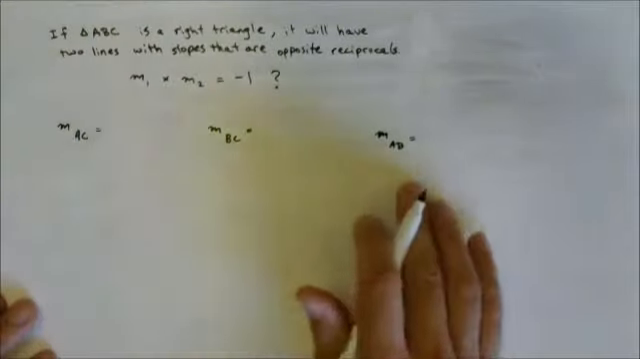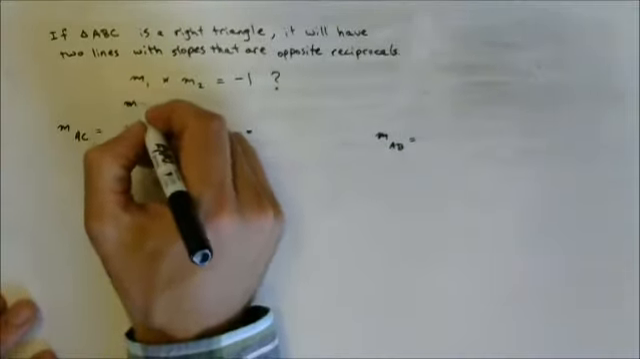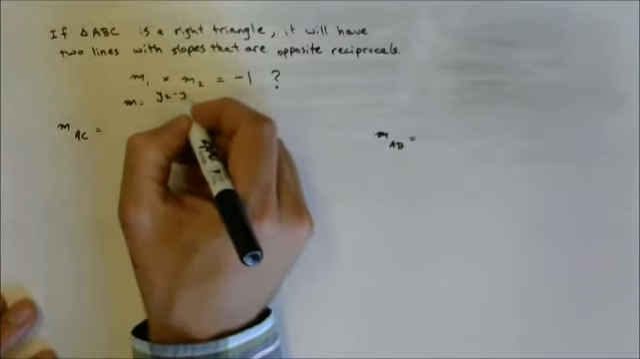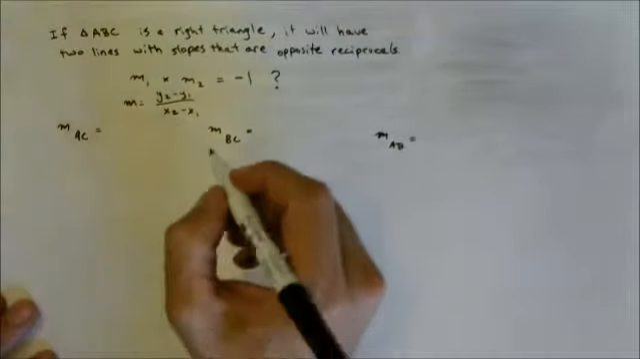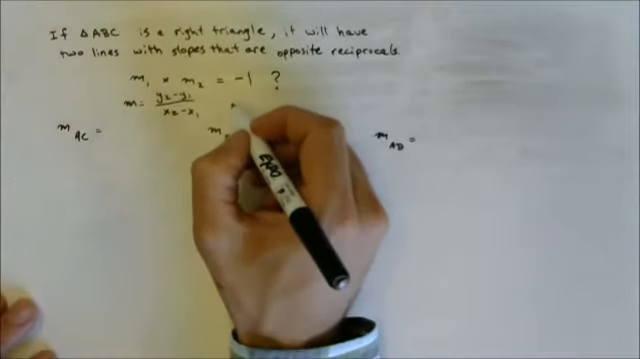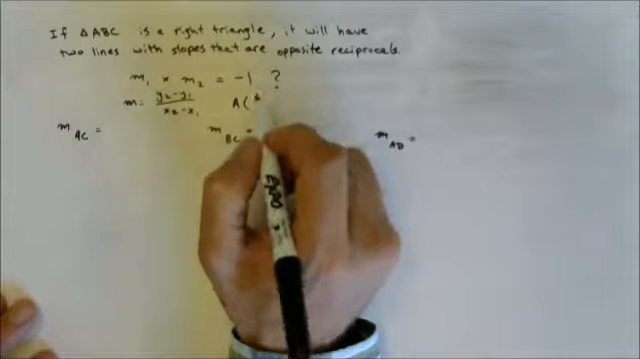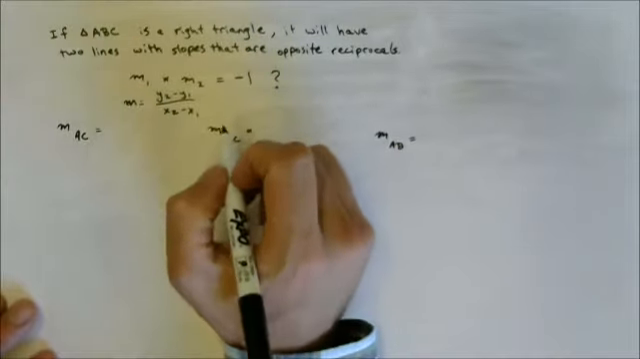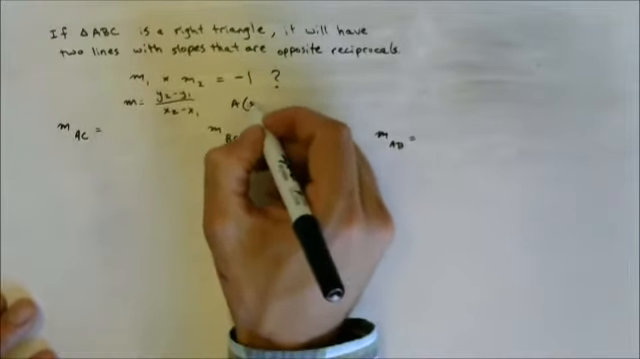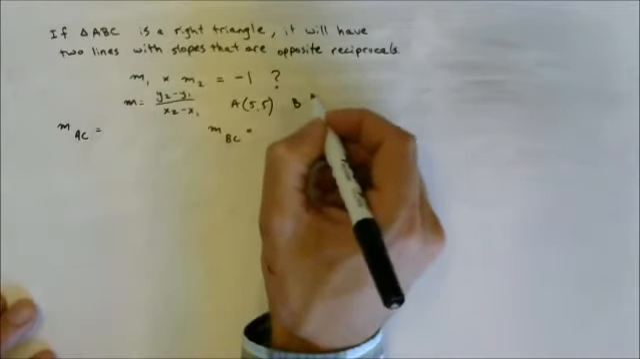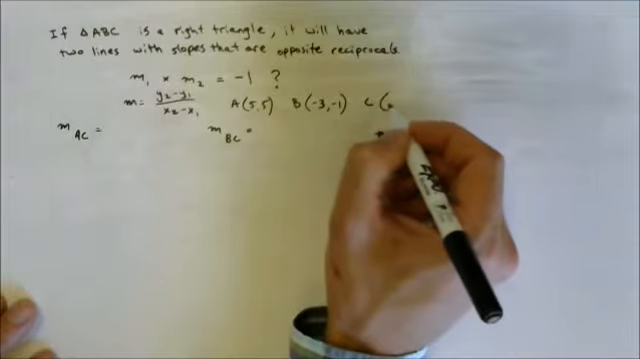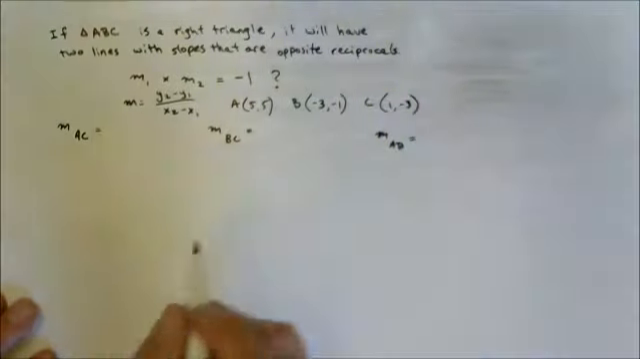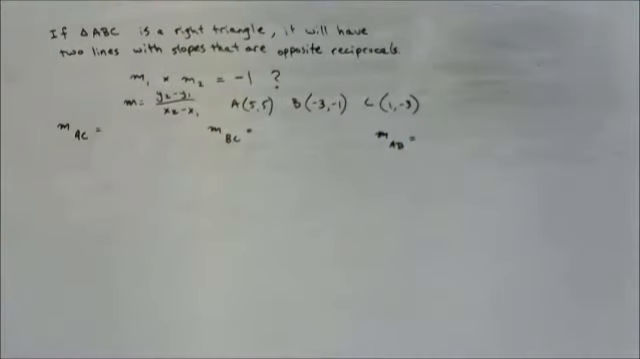Since I'm going to do this 3 times in a row, I'll put my slope formula at the top: y2 minus y1 over x2 minus x1. And if I really need to organize, I'll note from the problem that A is (5, 5), B is (-3, -1), and C is (1, -3). Make sure you copy all those coordinates properly every single time. And now we go for it.